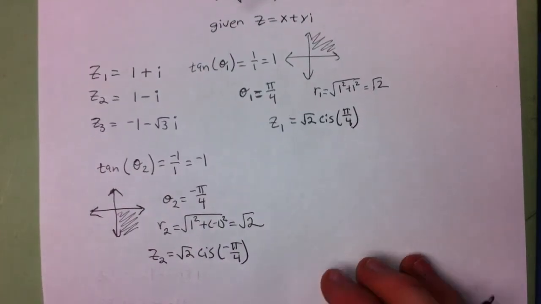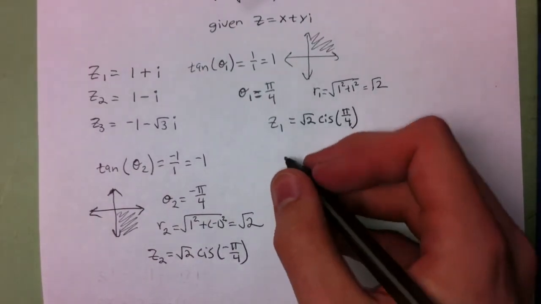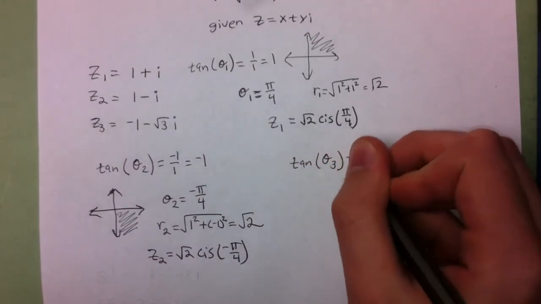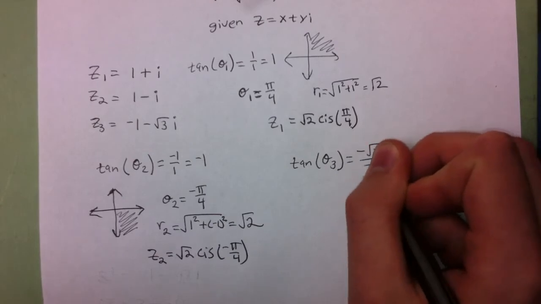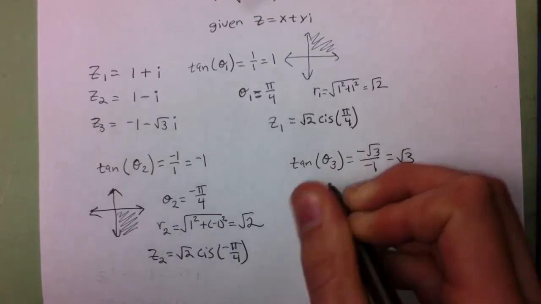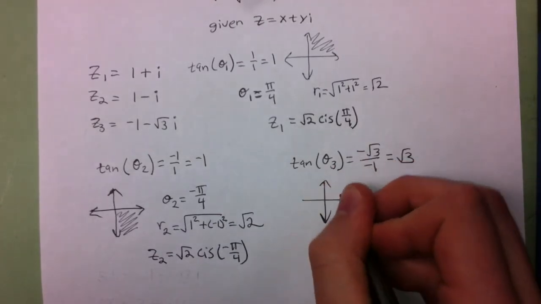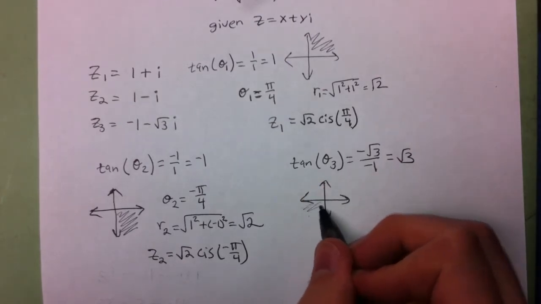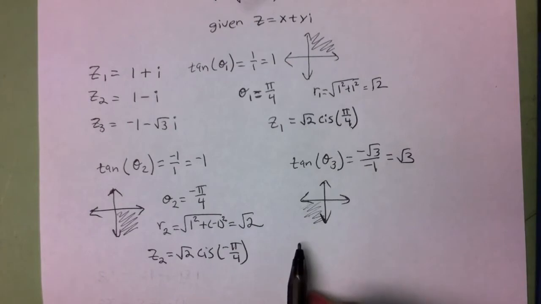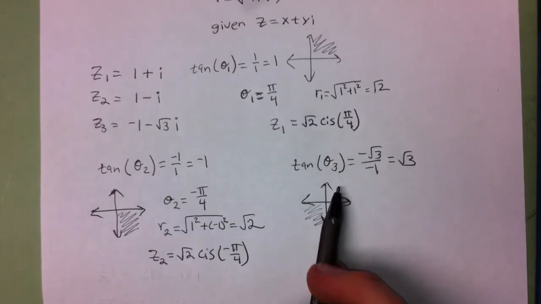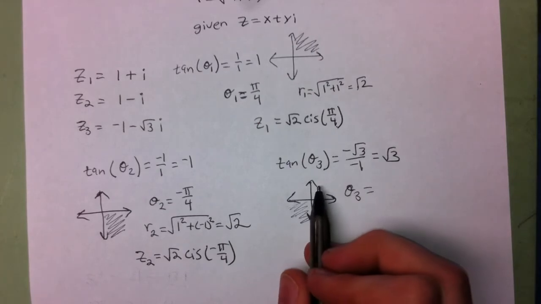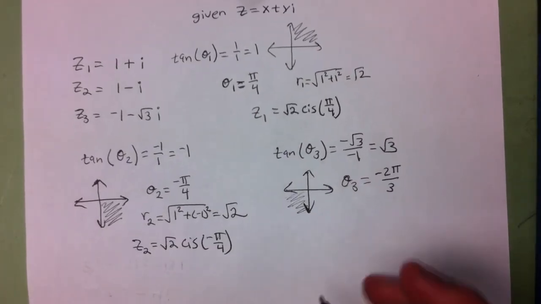And then for our third problem, tangent of theta 3 is equal to negative root 3 over negative 1, which is root 3. Again, we draw ourselves a set of axes, negative x, negative y. We're in the third quadrant, so that tells us that theta 3 is going to equal negative 2 pi thirds.